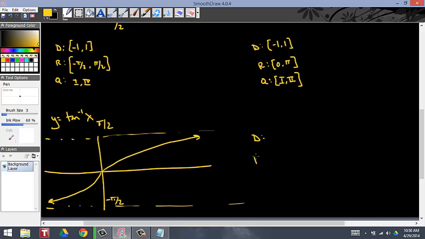The domain, the range, the quadrants. Domain is negative infinity to positive infinity, or all real numbers, whatever you feel is appropriate. The range is going to be from negative pi over 2 to pi over 2. And then the quadrants are 1 and 4. Go ahead and take a second and copy those down. I'll pause while you do that.